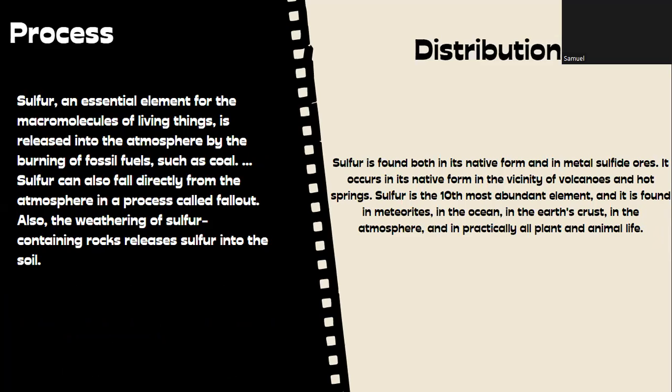The distribution. Sulfur is found both in its native form and in its metal sulfide ores. It occurs in its native form in the vicinity of volcanoes and hot springs. Sulfur is the 10th most abundant element, and it is found in meteorites and in the ocean, in the Earth's crust, in the atmosphere, and in practically all plant and animal life.